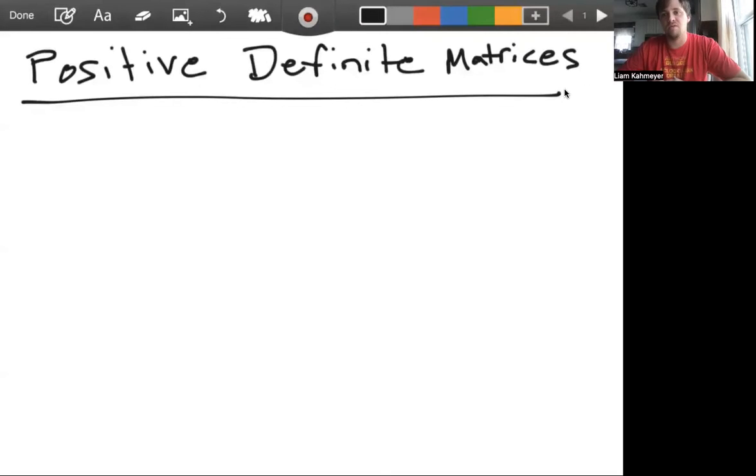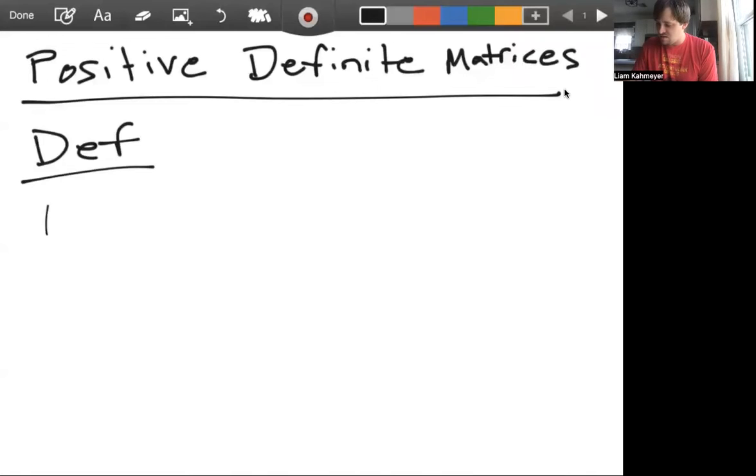The last type of matrix that we're going to apply spectral theory to is positive and negative definite matrices. So let's define these first and then see how these matrices behave when you consider eigenvalues, eigenvectors, things like this. So first, let's give a definition here.